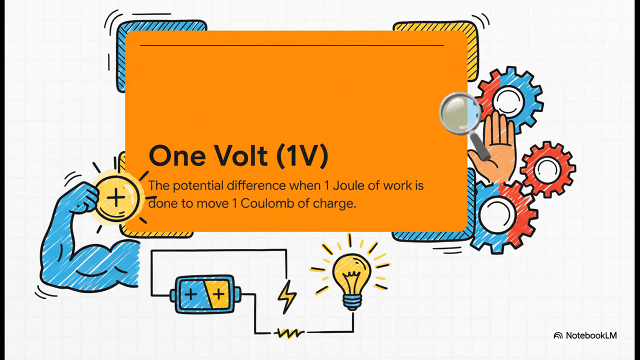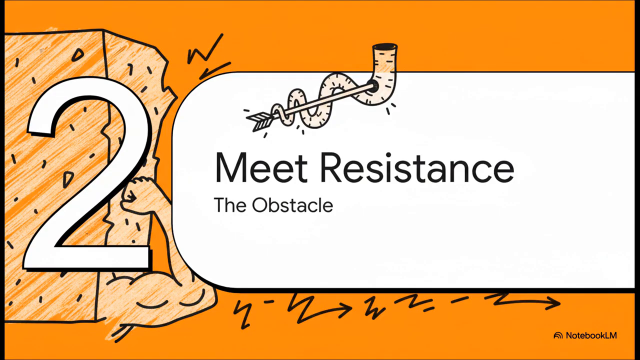And that's it. That's how it all clicks together. 1 volt is simply the potential difference you have when you use 1 joule of energy to move 1 coulomb of charge. It's our fundamental unit of electrical push. All right, let's move on to the next piece of this puzzle.